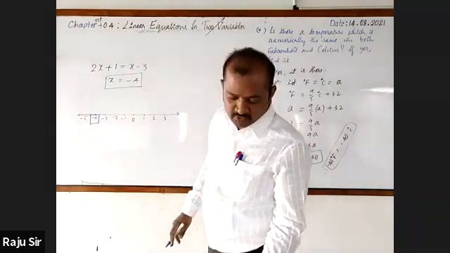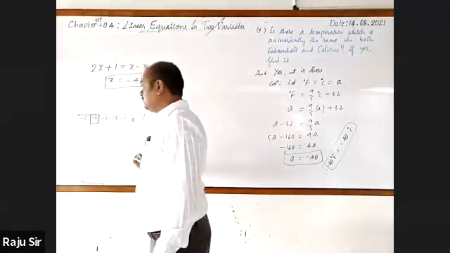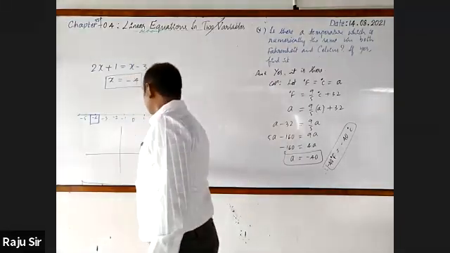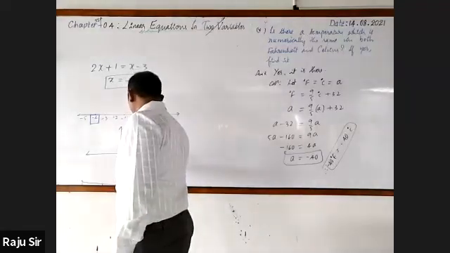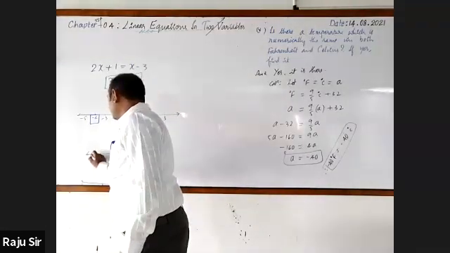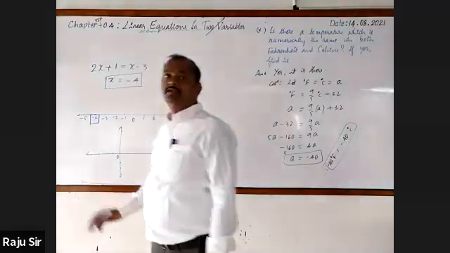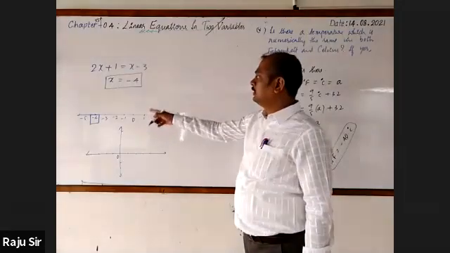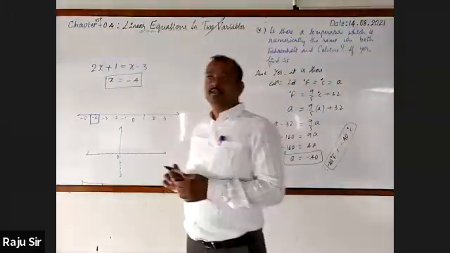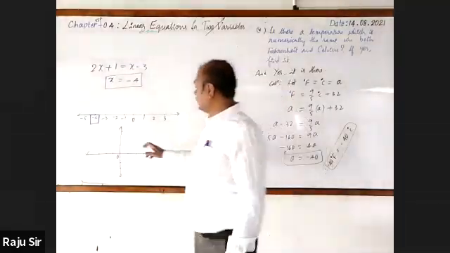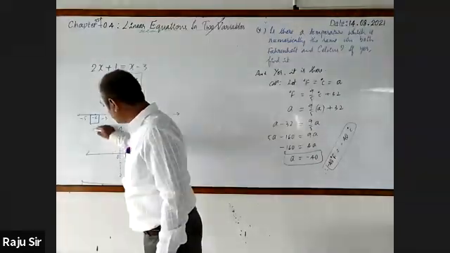Can it be represented in the Cartesian plane? Yes, sir. Wait. On the x axis, 0, 1, 2, 3, 4, minus 1, minus 2, minus 3, minus 4, minus 5, and the y axis likewise. x equal to minus 4. Whether it is parallel to the x axis or y axis? Parallel to the y axis. Minus 4 is there, so here is the minus 4.